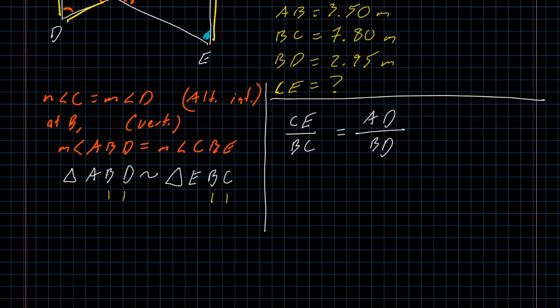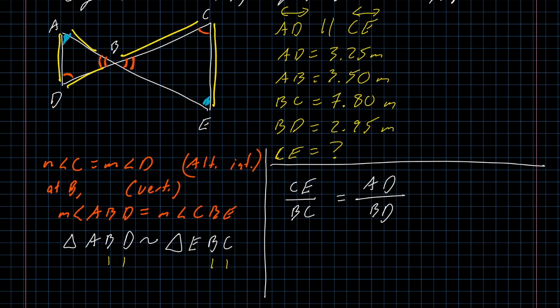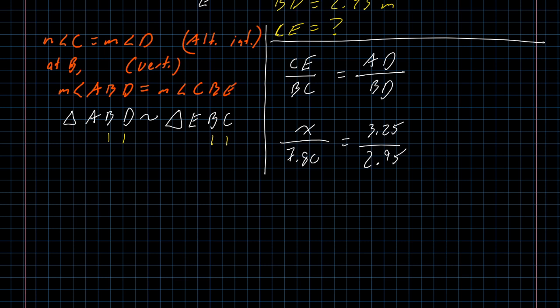That's it. I probably shouldn't have scrolled down because I need to actually fill in those values. I don't know what CE is. At this point, I'm going to go ahead and call it X because I'm much more accustomed to solving for X than anything else. But I know that BC is 7.80. I know that AD is 3.25. And I know that BD is 2.95. All of my units are in meters, which makes life easy. They don't all have to match up, but the more things match up, the less you have to worry about it when you go in here to solve the proportion.